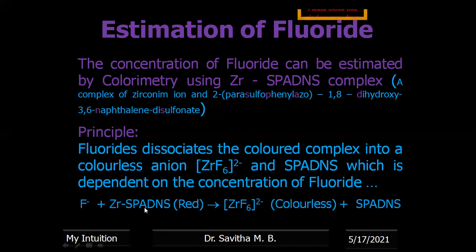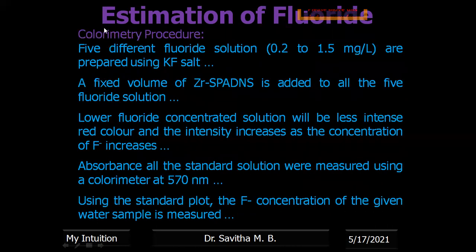Fluoride is present in the water sample. This is the reagent we are adding, and it is crimson red in color. Now if fluoride is present, then the fluoride will pull out the zirconium and the SPADNS will be released, which is colorless. Now, how to find out, the experimental process.